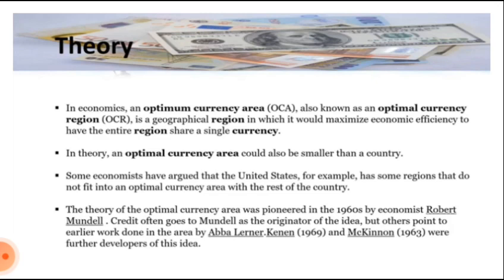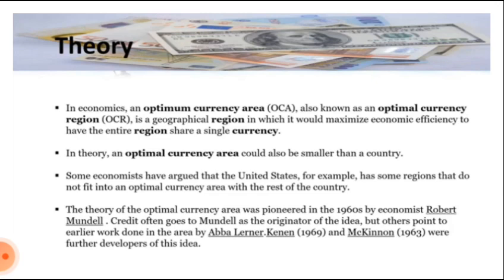The theory of the optimal currency area was pioneered in the 1960s by the economist Robert Mundell. The credit often goes to Mundell as the originator of the idea, but others point to earlier work done by Abba Lerner. McKinnon in 1963 and Kenen in 1969 were the further developers of this idea.